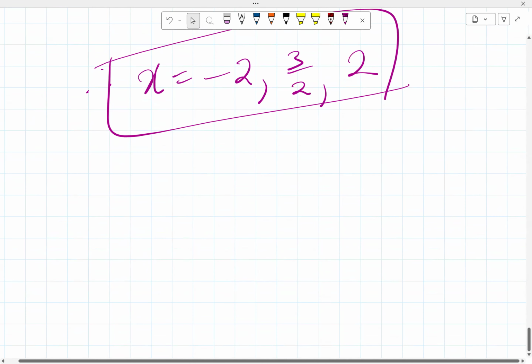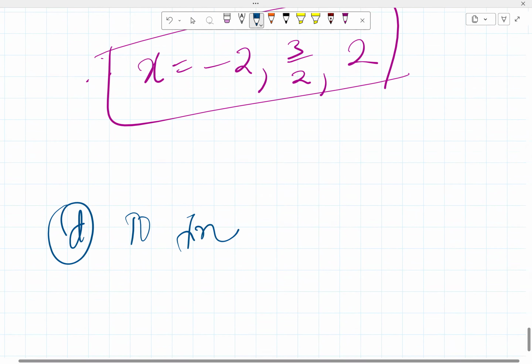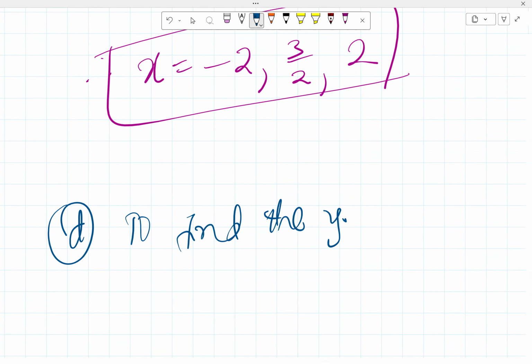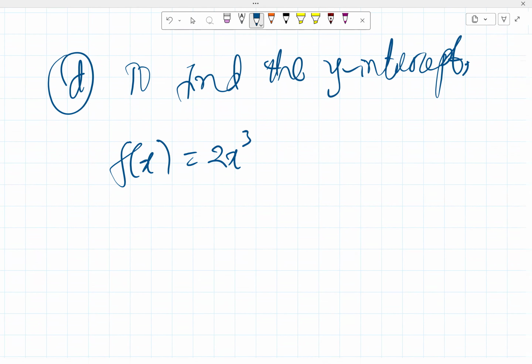Okay, well, let's continue because we are still going to come back to this, right? So D now, to find the y-intercept, that's pretty easy to do. We have f of x equals 2x cubed minus 3x squared minus 8x plus 12.